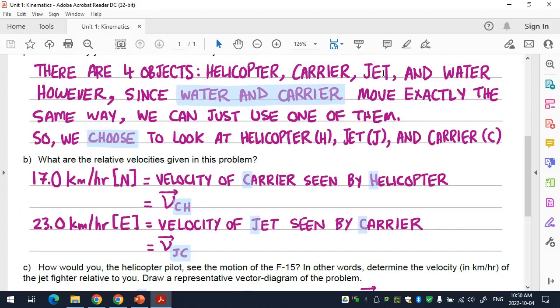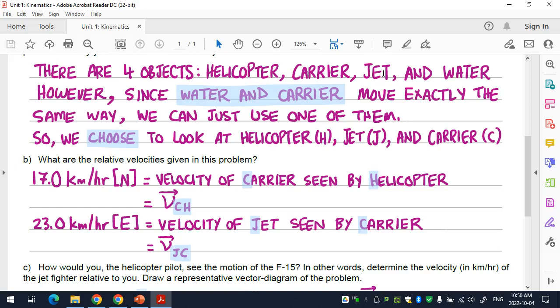By the way, before you write, listen up. Do you see how I'm writing it, number first, equals what? That's a better way than saying that is equal to this number, because then you discuss what the number actually means. 17 kilometers per hour north is the velocity of what? Of the carrier seen by the CH. Done.